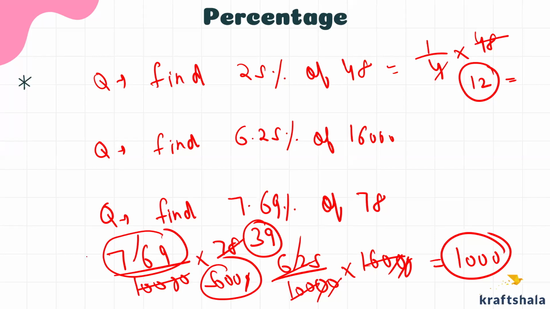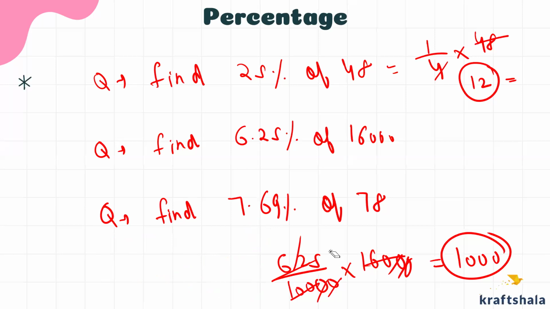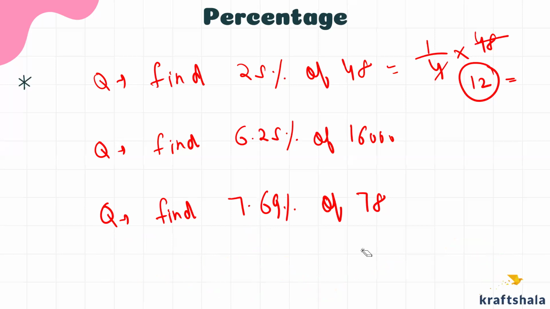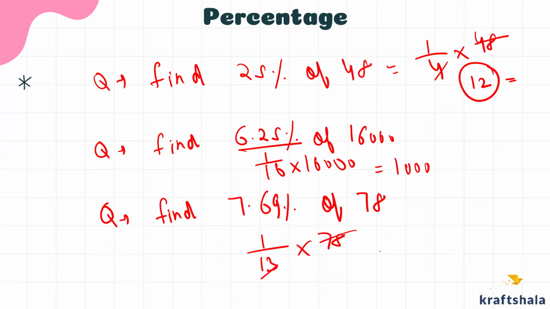But suppose, just like the first one, if I knew that 6.25 is nothing but 1 by 16, I would have got this answer in the same time. If I knew 7.69 is 1 by 13, I would have got the answer. Right. So there are certain fraction to percentage equivalents that you should know by heart because they are very prevalent. They'll be asking you again and again. 6.25, favorite value of the paper setter. 7.69, very common as well.